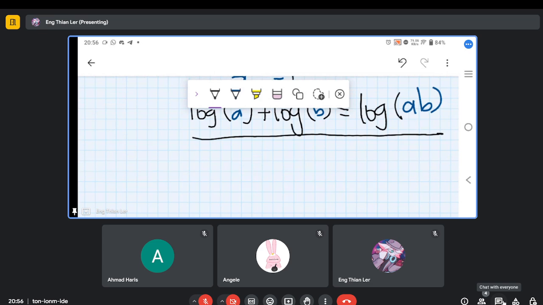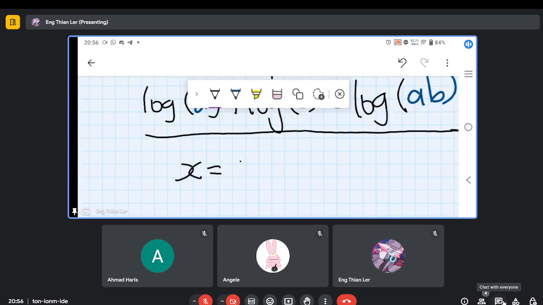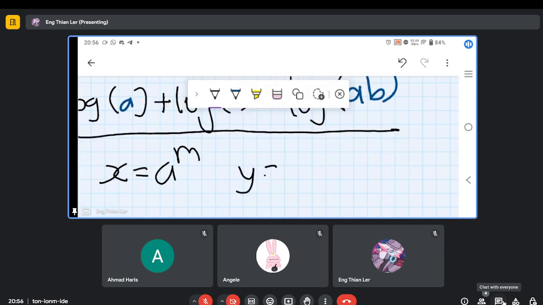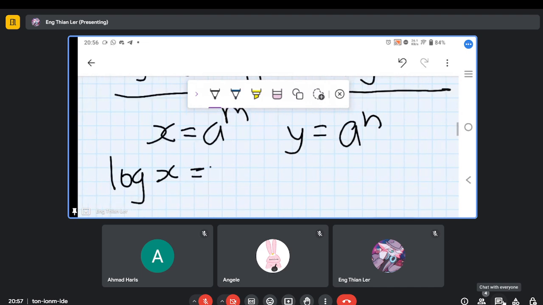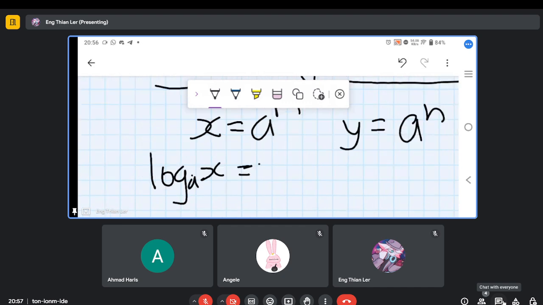So we let x equal to a to the power m, y equal to a to the power n. This means that log x base a. When you write the a, the end of the base is a.